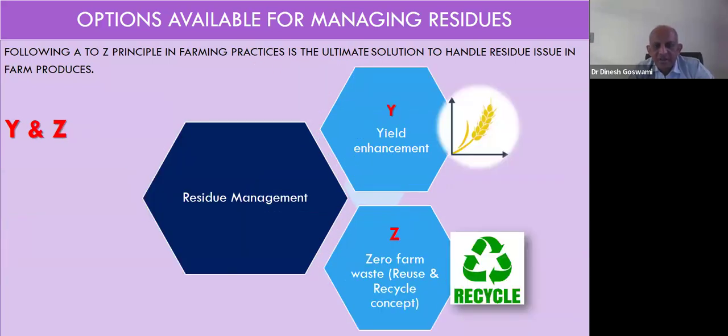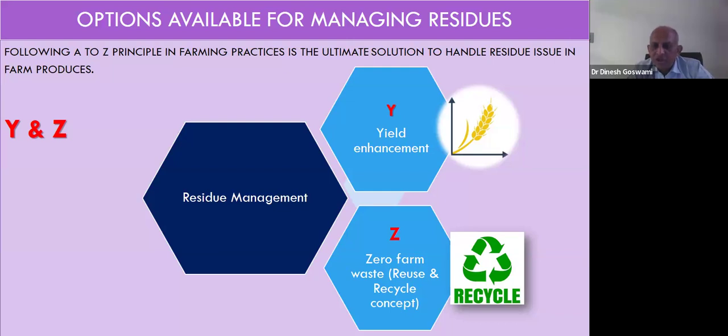The last one: yield enhancement and zero farm waste. Yield enhancement is possible by adopting all the points I narrated. These are all integrations; not only one aspect or one point can help enhance the yield, but an integrated approach of nutrient management, fertilizer management, and water management can help. Ultimately, farmers benefit by adopting the whole different aspects altogether in a parcel of land.